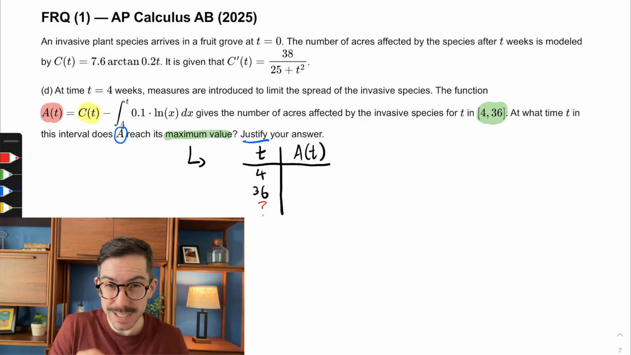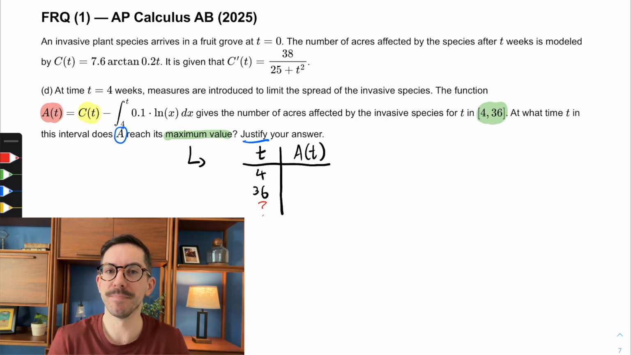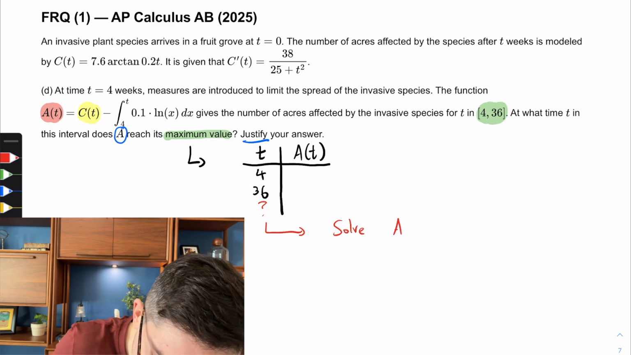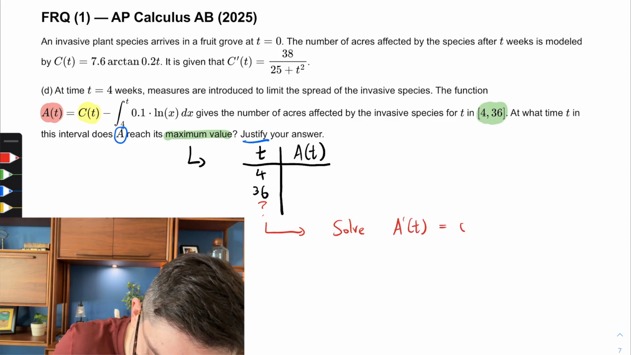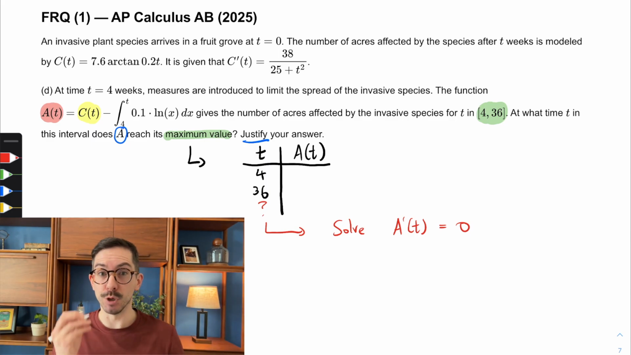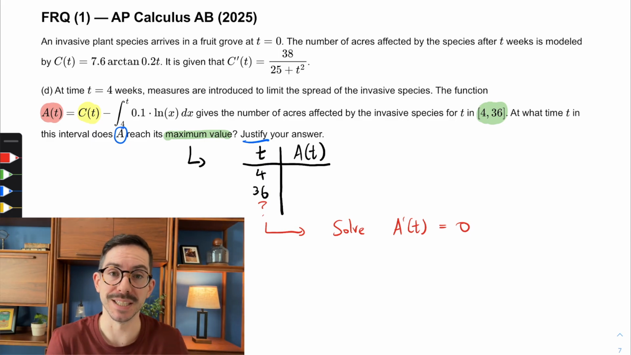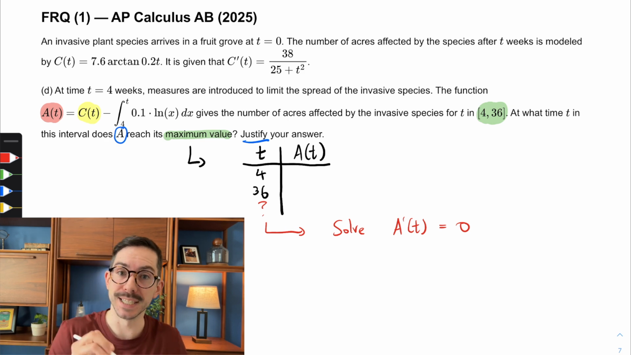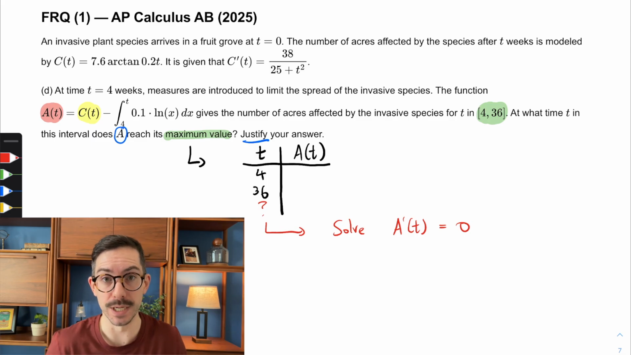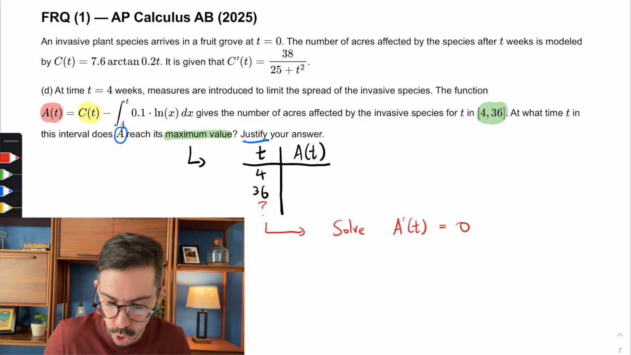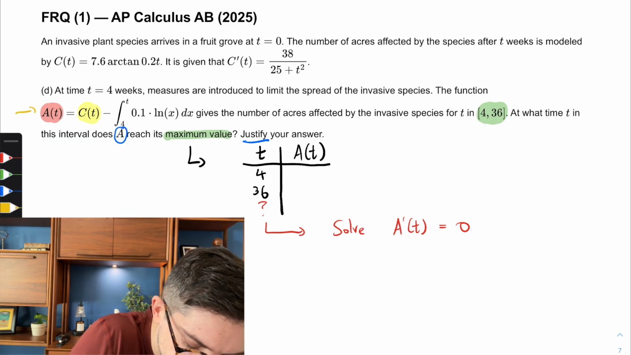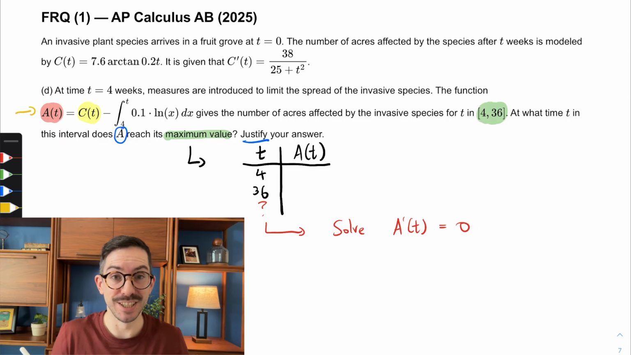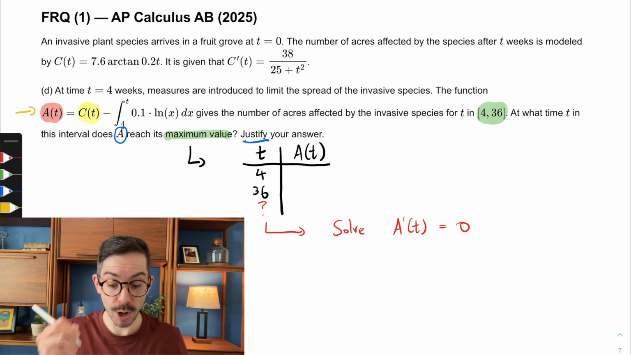So to find those missing t values that might be giving me a maximum of A, I need to solve A prime of t equal to 0. That will give me the other possible candidates that I need to check. This is standard, this type of problem. Using the candidates test, this is the very next thing that we need to do. So I have this expression right up here for A of t. So let's differentiate it to figure out an expression for A prime.